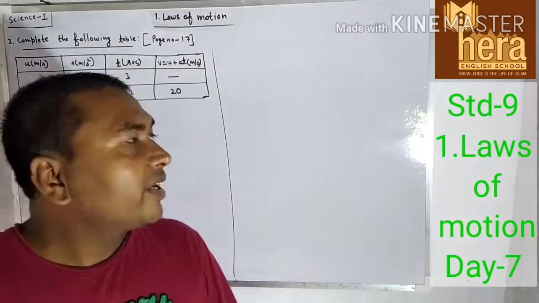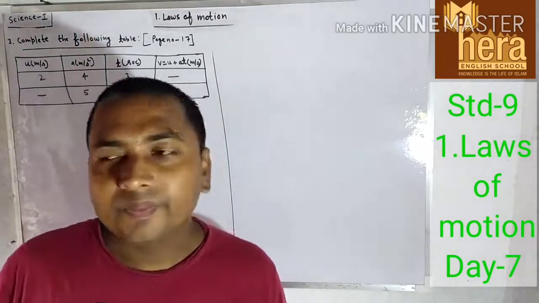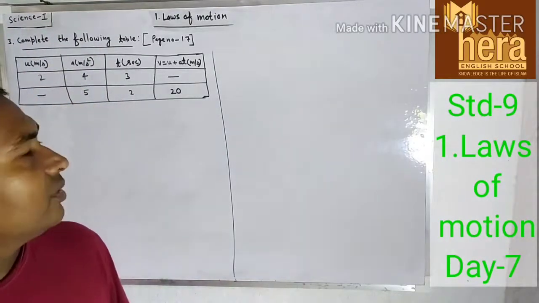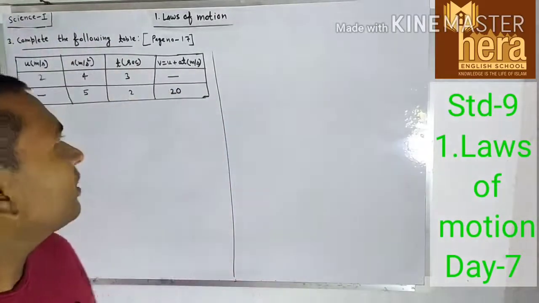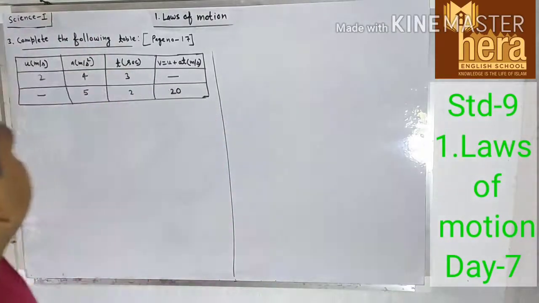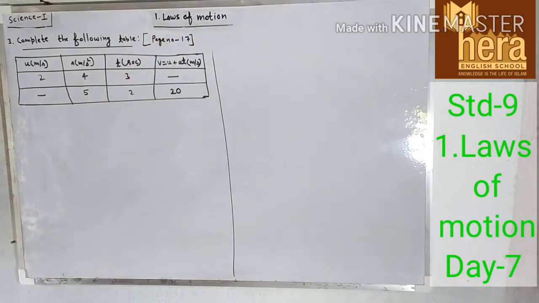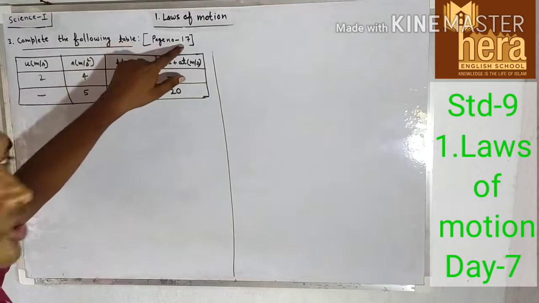In the previous lecture we had seen conservation of momentum and some important formulas, right? So today we are going to solve some numerical problems, right? I have taken from your textbook lesson number 1, laws of motion, question number 3, complete the following table. Page number 17 in your textbook, okay?